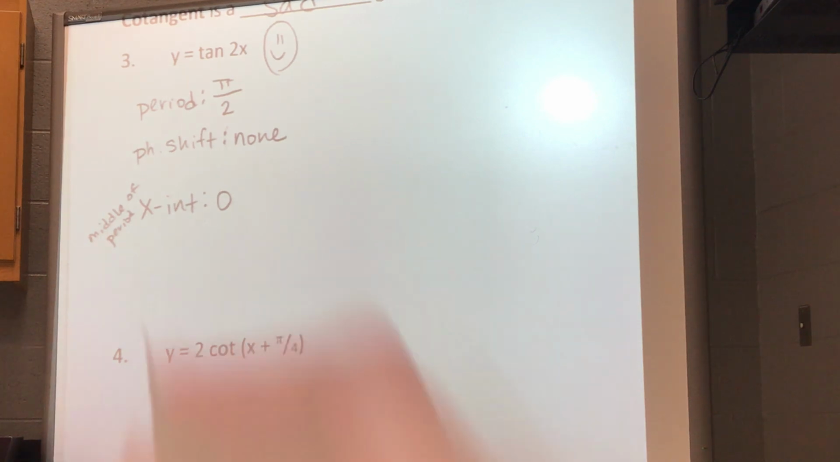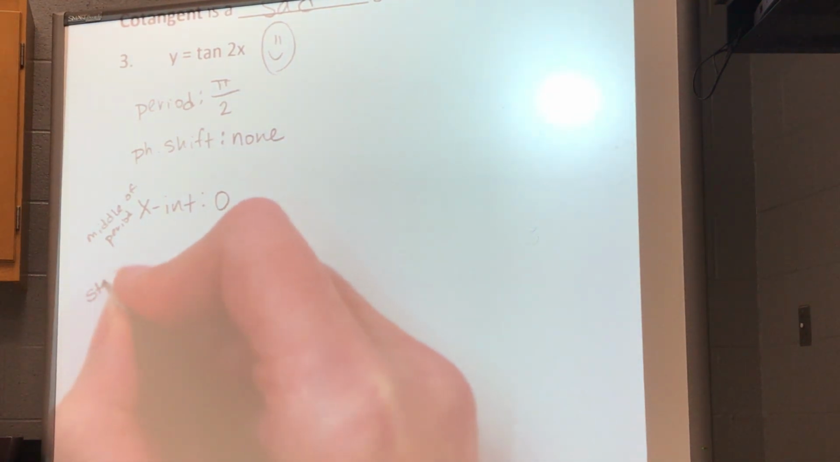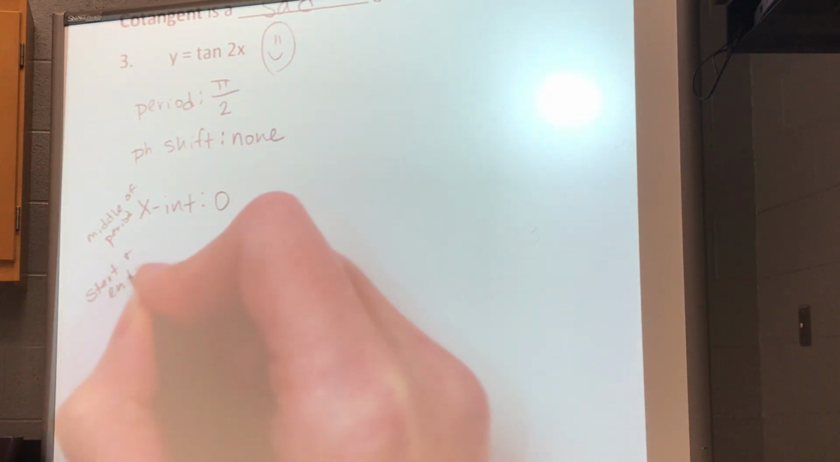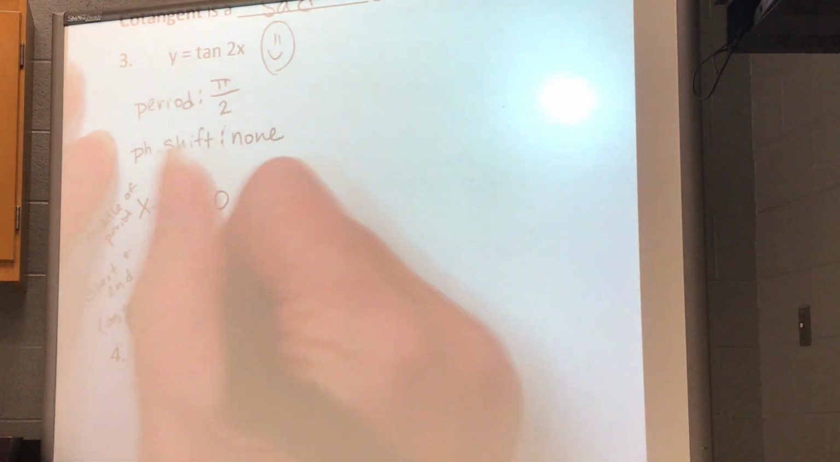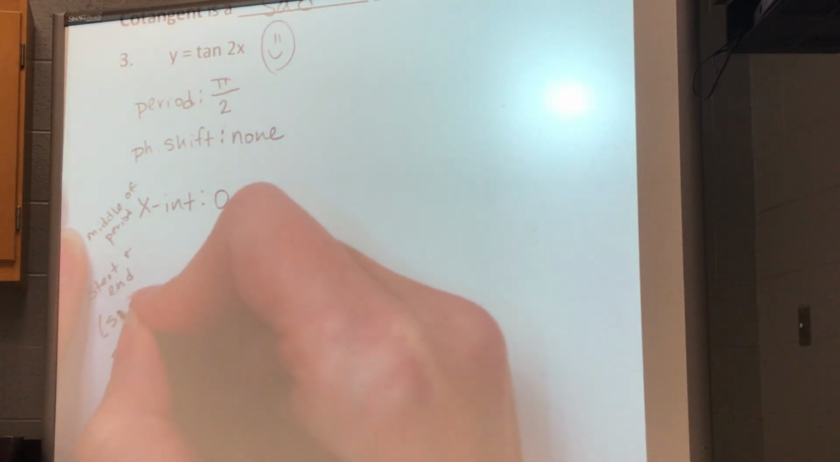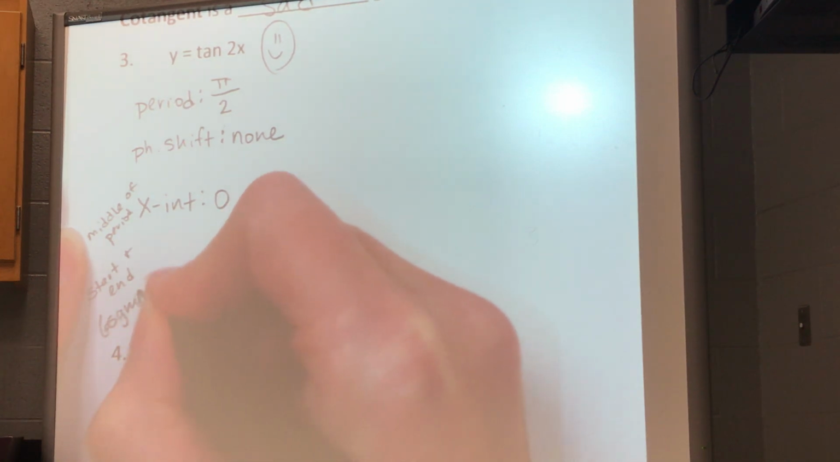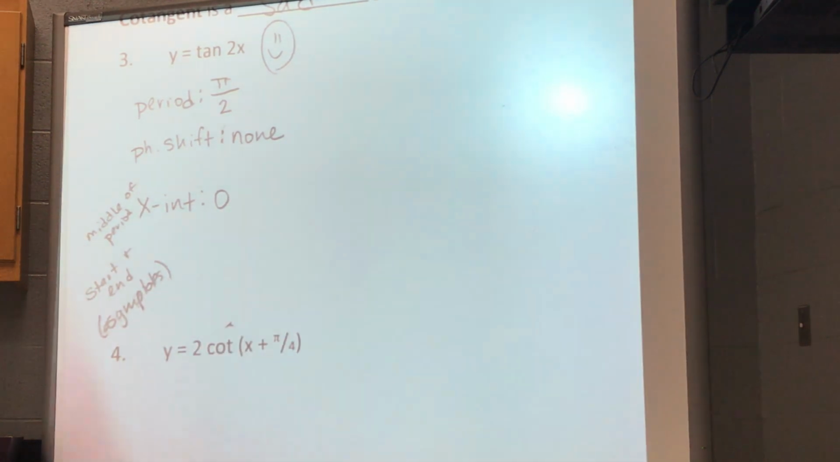All right, and then to find the starting and end, which are going to be asymptotes, we're going to add half a period on each side.